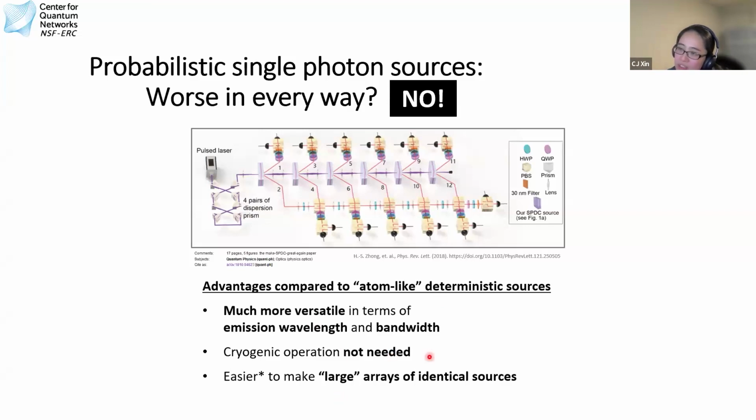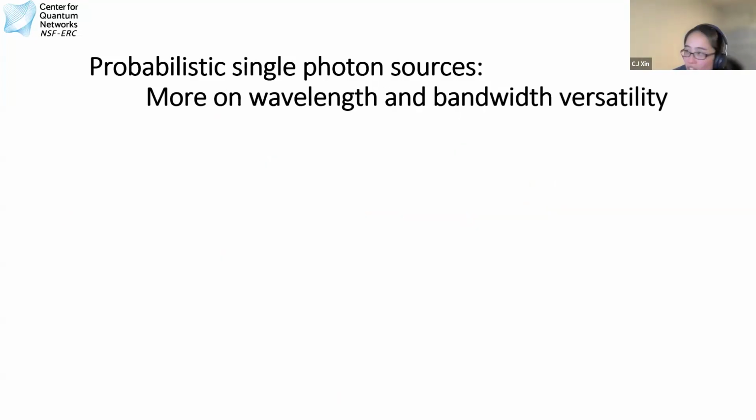It has to do with temperature. There's some fab, manufacturing thing associated with it, and then there's this wavelength and bandwidth versatility, which I will spend a lot more time on. Why is it that these probabilistic single photon sources have a lot of wavelength and bandwidth versatility? One of the reasons is that you have a wide range of nonlinear materials that are in common usage.